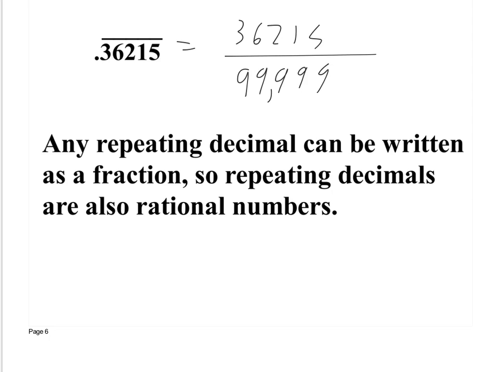The phrase underneath just tells you any repeating decimal can be written as a fraction. So repeating decimals are considered irrational numbers. You can write repeating decimals as a fraction, so it is considered rational.